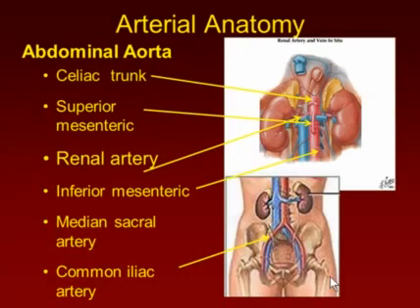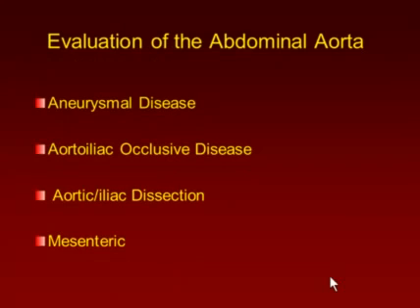The celiac trunk comes off just below the diaphragm, giving rise to the hepatic and splenic. And usually within 1 to 2 centimeters below that is the takeoff of the superior mesenteric artery, followed within another centimeter or so by the renal arteries. The inferior mesenteric artery is usually located just above the iliac bifurcation prior to the division of the iliacs, and the common iliacs then of course divide into the external and internal iliac arteries.